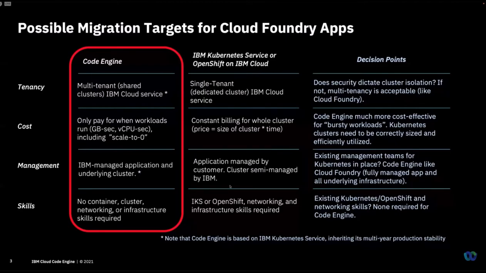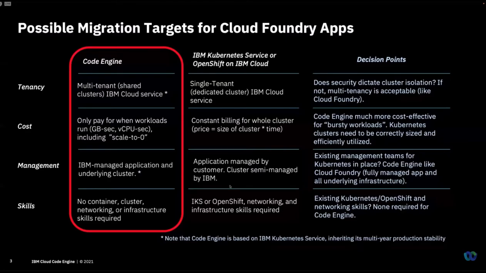Now, what are the differences and how might you want to make that trade-off? One of them is you might have security dictate cluster level isolation, meaning that your applications are not allowed to run on the same Kubernetes cluster as a different application. And in that case, Code Engine as it stands today is not for you. Code Engine, just like Cloud Foundry, is a multi-tenant environment where workloads run on the same container environment, separated by namespaces, but within one cluster.